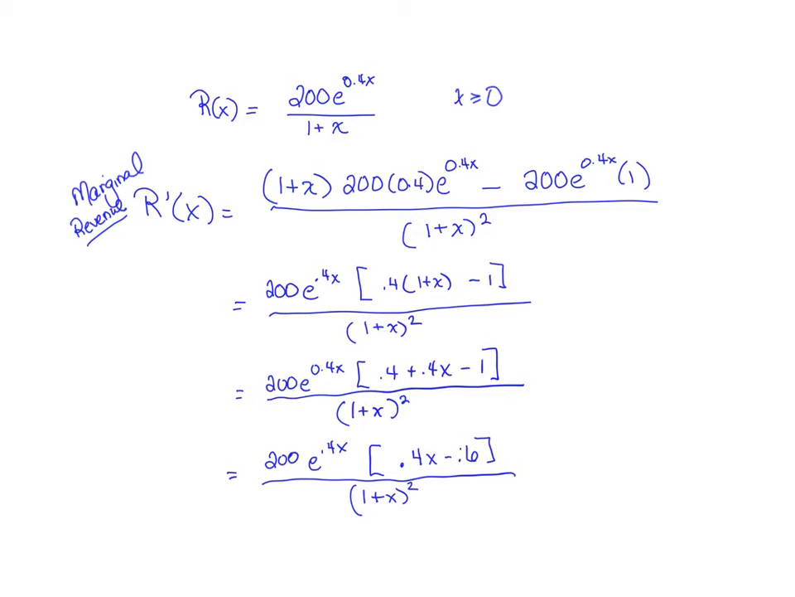So here is my derivative, the bottom times the derivative of the top, and remember 200 is a constant, it stays in front, e to the 0.4x, the derivative of that will be e to the 0.4x times the derivative of the exponent, and the derivative of the exponent is 0.4, minus the top function times the derivative of the bottom. And we all know that the derivative of 1 plus x is just 1. All divided by the bottom squared. So here is the function that I need to simplify.